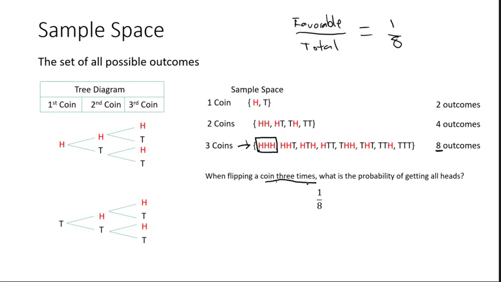And if you wanted to, you can write this as a percent. So you convert to a decimal to get 0.125. Then as a percent, that would be 12.5%.